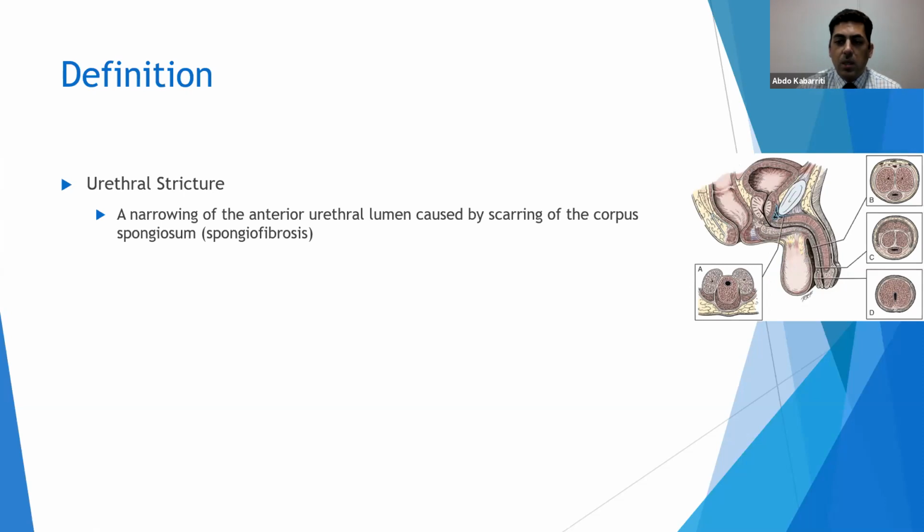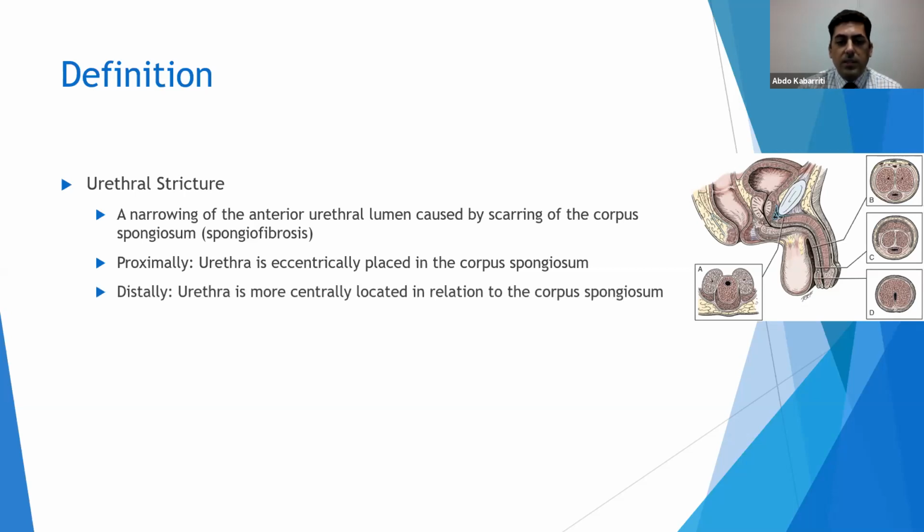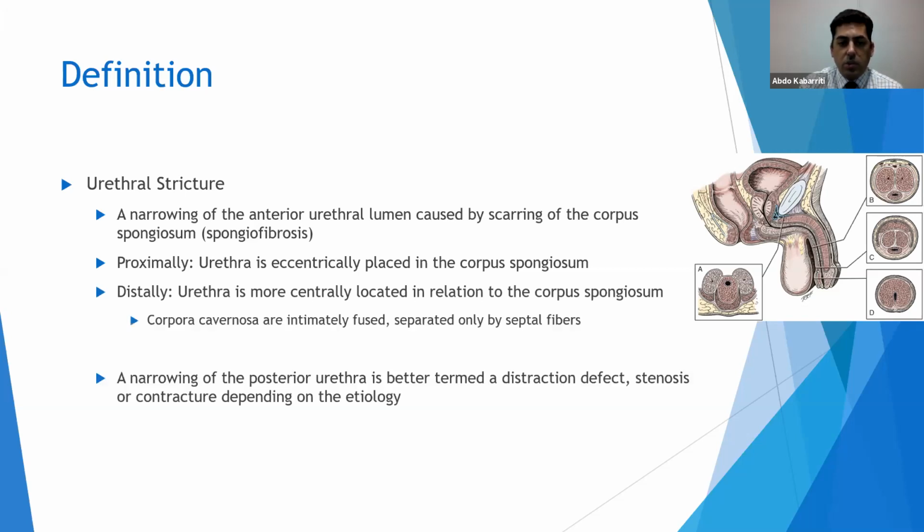So approximately, the urethra is eccentrically placed, and it's much closer to the dorsal side. And this is very crucial when we're talking about placement, for example, of an artificial urinary sphincter, because when you're mobilizing that urethra posteriorly, you want to make sure you don't inadvertently get into the urethra, in which case you would have to abort. More distally, the urethra is actually more centrally located in relation to the corpus spongiosum.